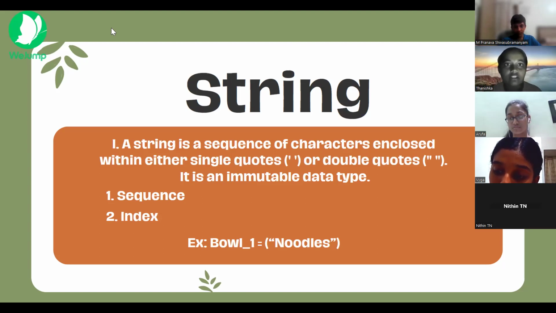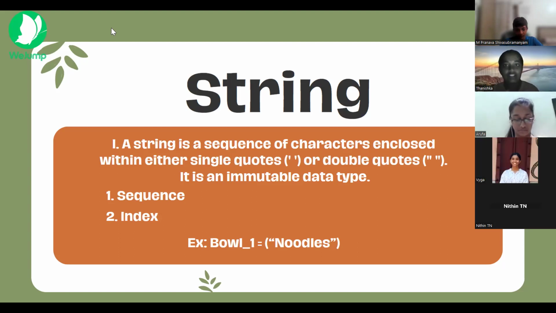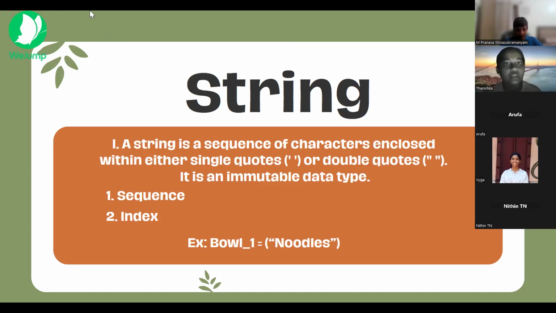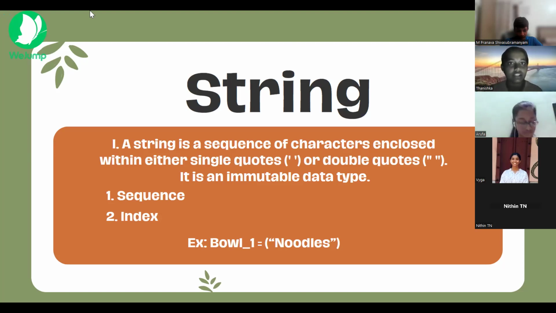Sequence means the collection of items. So if you're going to define sequence, then you can say the collection. But when it comes to string, you can say collection of the characters. So if I take "vaiga", then each letter in the word is a character. You can access the whole word or any one particular letter in that word. You can access the characters using the index.